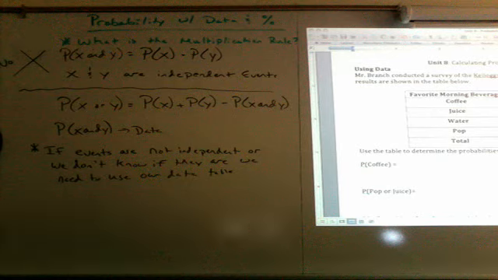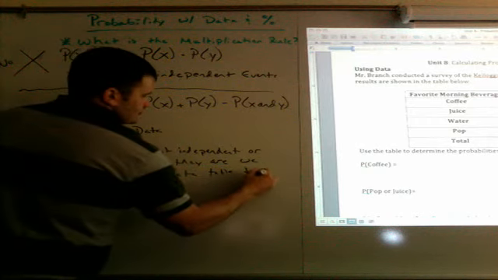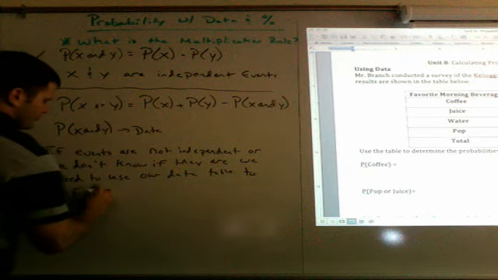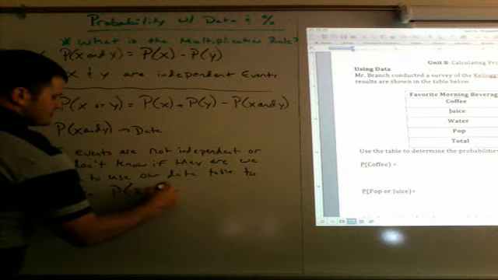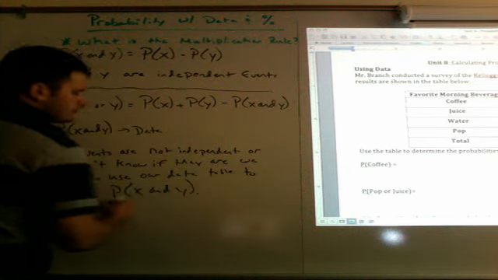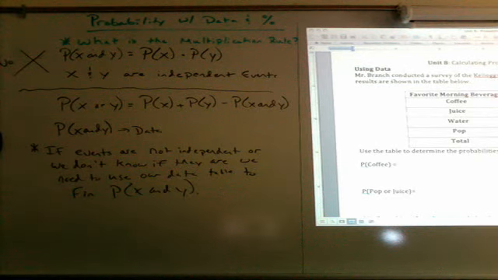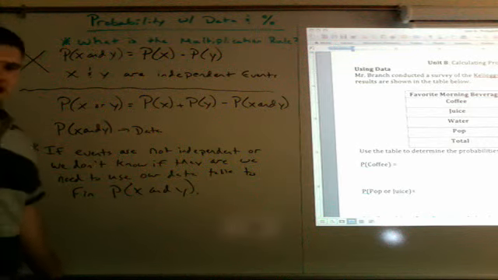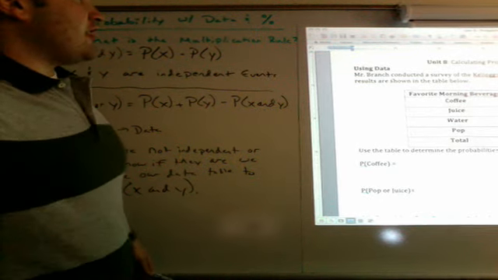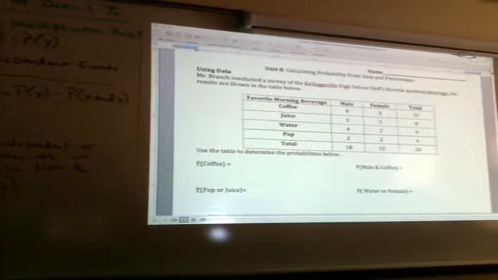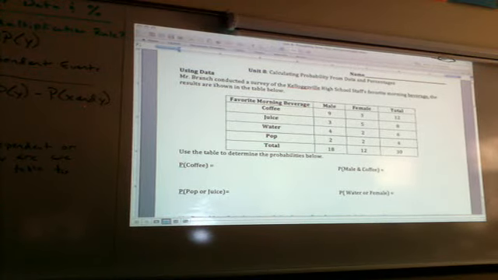Okay. So events are not independent, or we don't know if they are. We need to use the data table to find the probability of X and Y. Now, on the worksheet I've given you, it says Mr. Branch conducted a survey of the Kellogg'sville High School staff's favorite morning beverage. The results are shown in the table below.